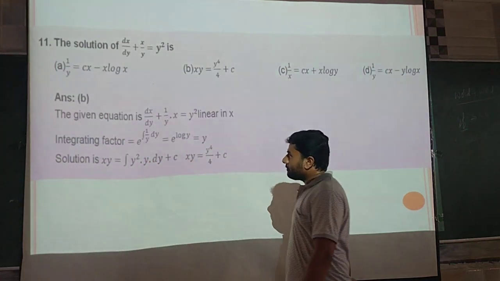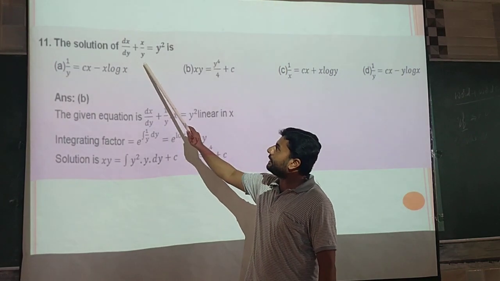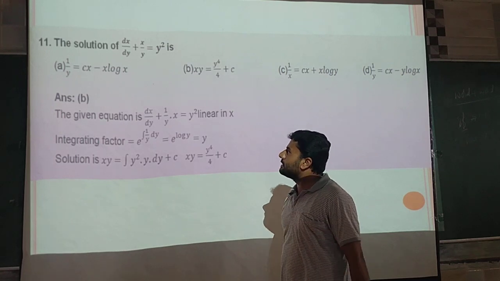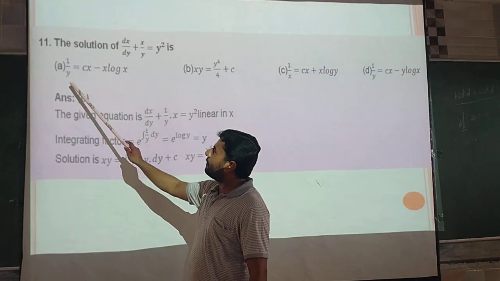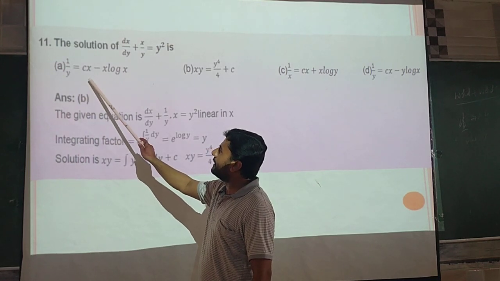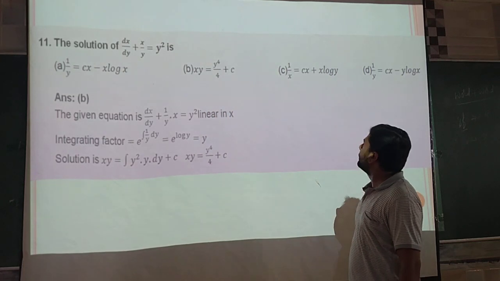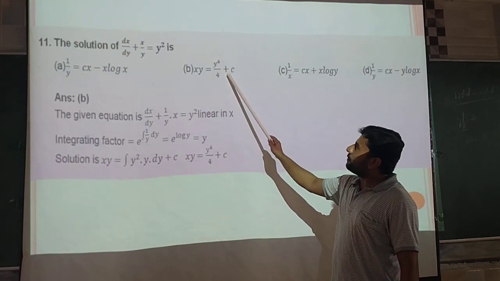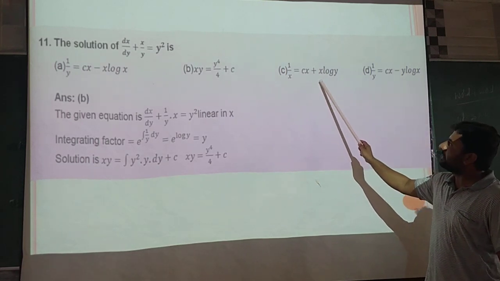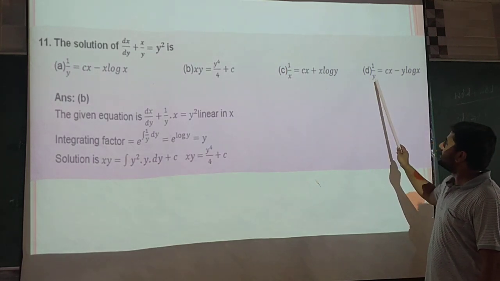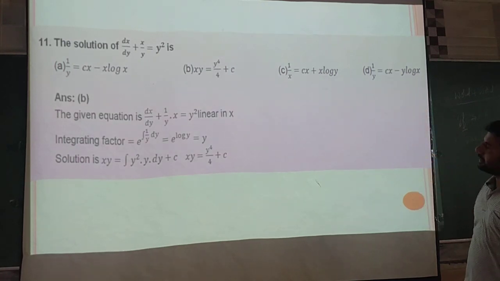And next, the solution of the differential equation dx by dy plus x by y is equal to y square, which is also a linear differential equation. Here the options are: a) 1 over y into cx minus x into log x, b) x into y is equal to y to the power of 4 by 4 plus c, c) 1 by x is equal to cx plus x into log y, d) 1 by y is equal to cx minus y into log x.